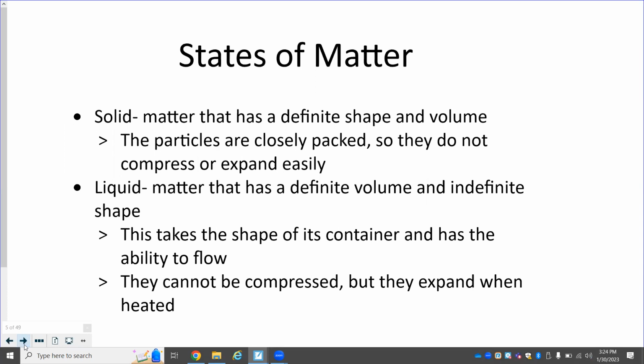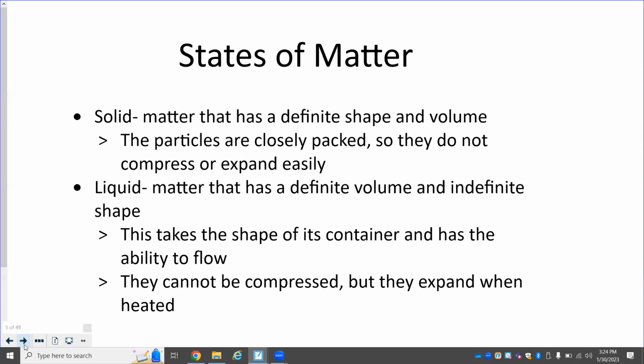So we first look at states of matter. Matter can exist in different phases for us. These are things that you have probably heard before in previous science classes, but you should be able to recognize them based off of their definitions. We have three main states of matter that we deal with.